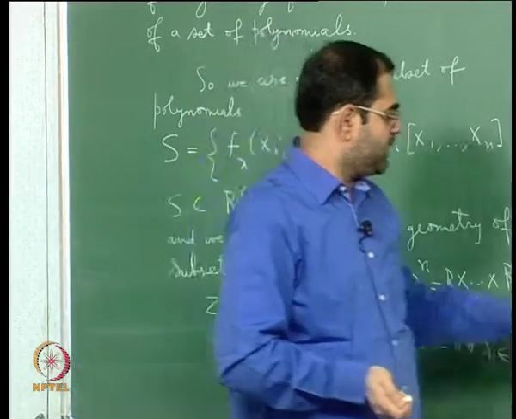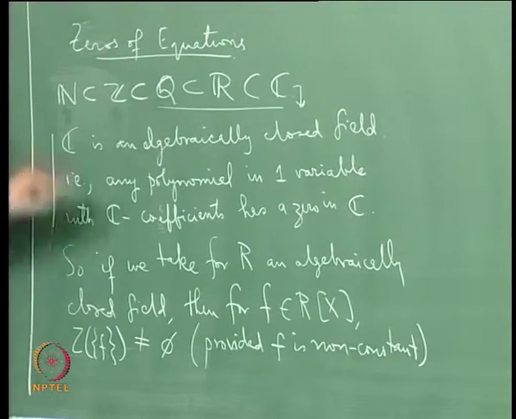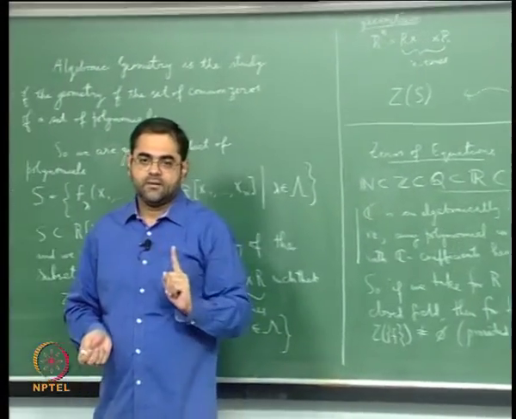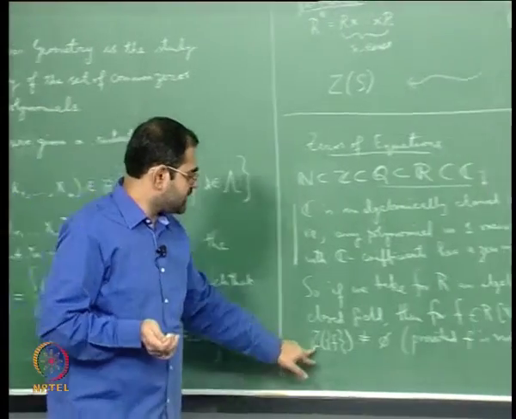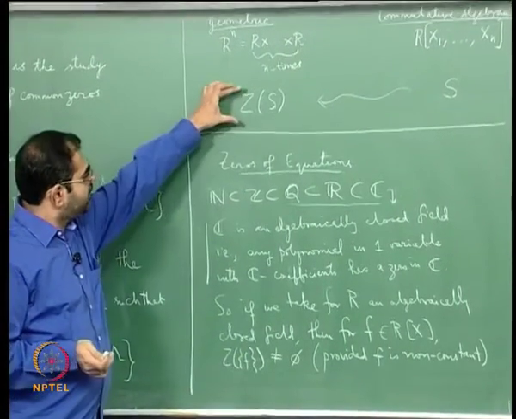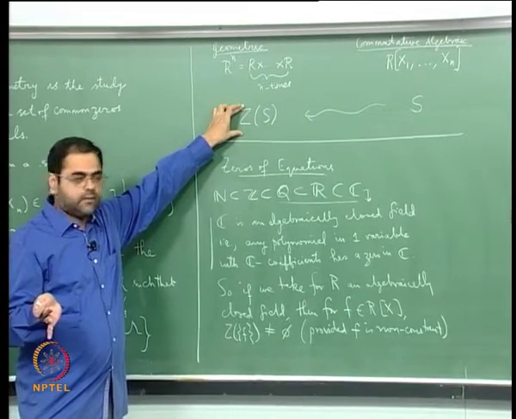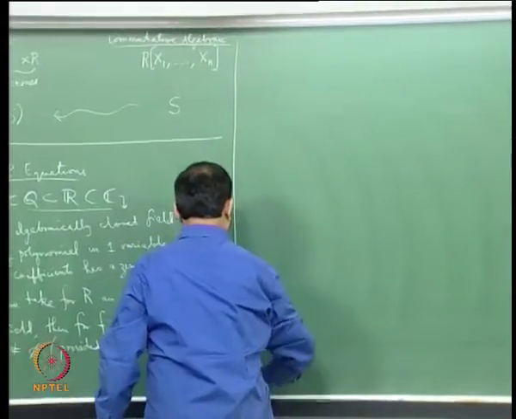So what it says is that if you take for R an algebraically closed field and this set S to be a singleton consisting of only one polynomial, which is of course non-constant, then the 0 set is non-empty. So you ensure that this is non-empty, so you can do some geometry. But then here is the important thing.